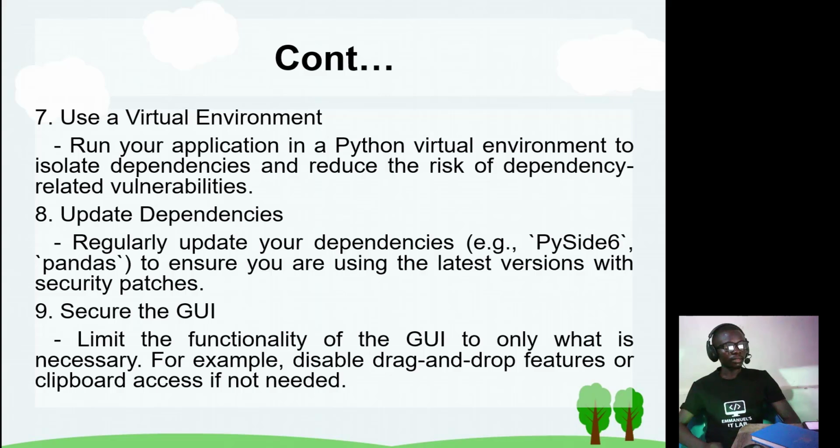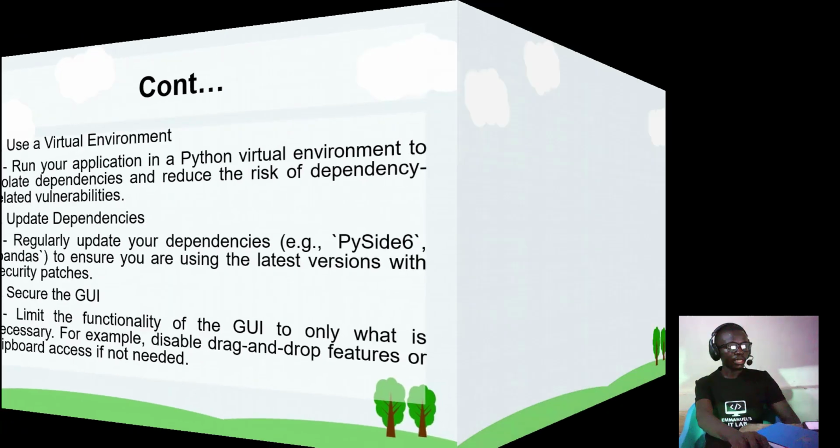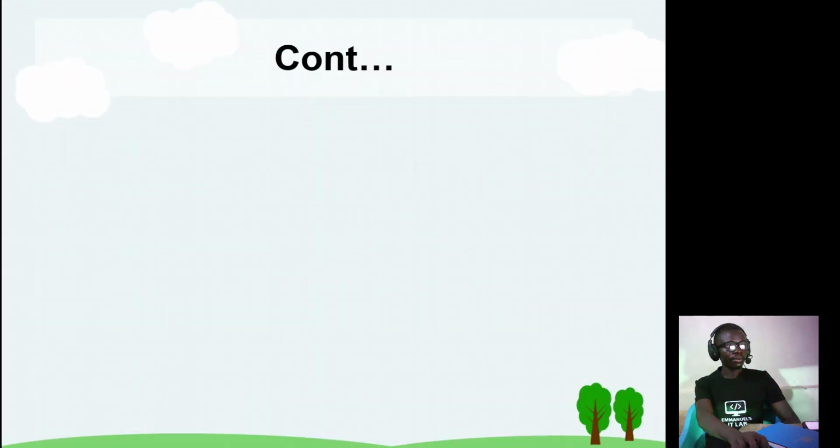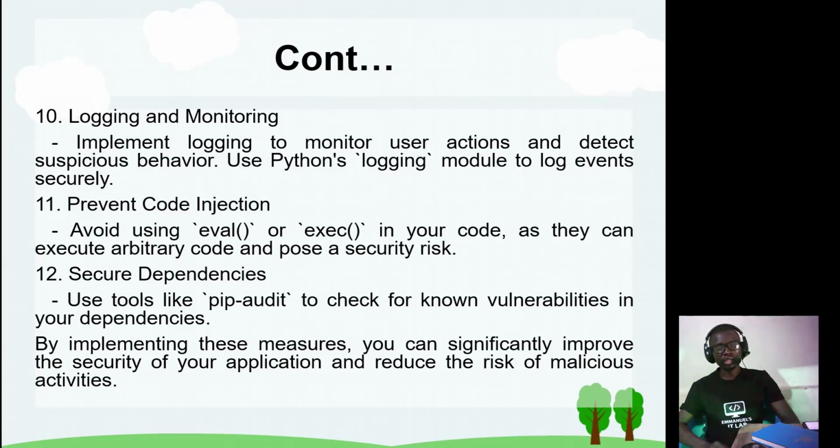So update dependencies. There are some dependencies which have been deprecated, whereby the developers are no longer maintaining them. So always update and download new ones. Then secure the graphical user interface by limiting its functionality to only what is necessary. An example: disable drag and drop features or clipboard access if not needed. So in case there is no need for copying and pasting, you can disable the clipboard.